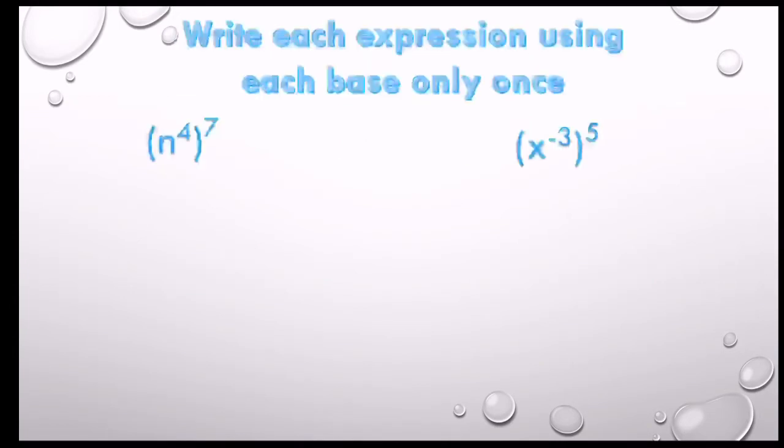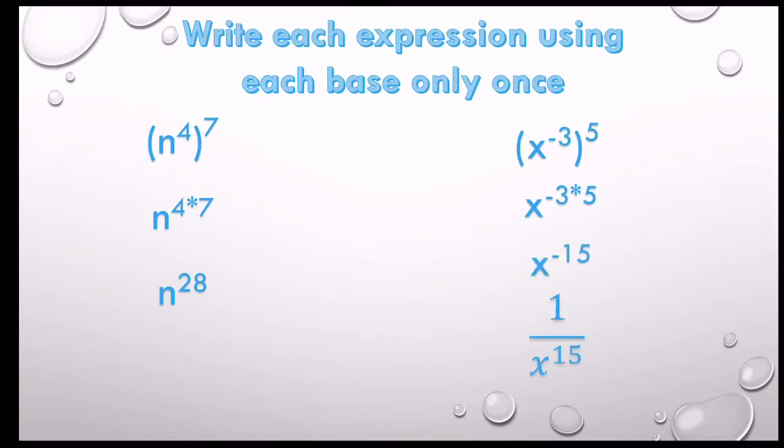This one again is just write the expression using each base only once. So I have n to the 4th raised to the 7th. So I'm going to multiply those two and get 28. When I come here, I have x to the negative 3rd times 5. I still multiply the exponents, and I'll get negative 15. Again, like I said last time, you could leave it that way, or you could write it as a fraction.